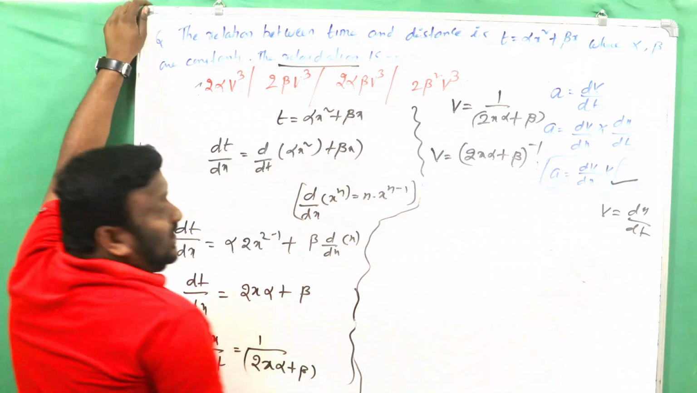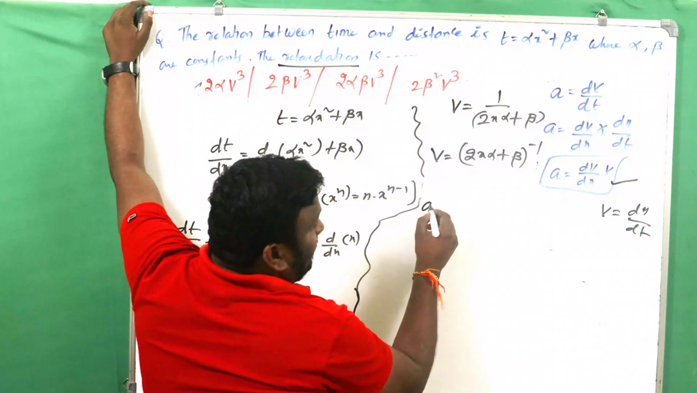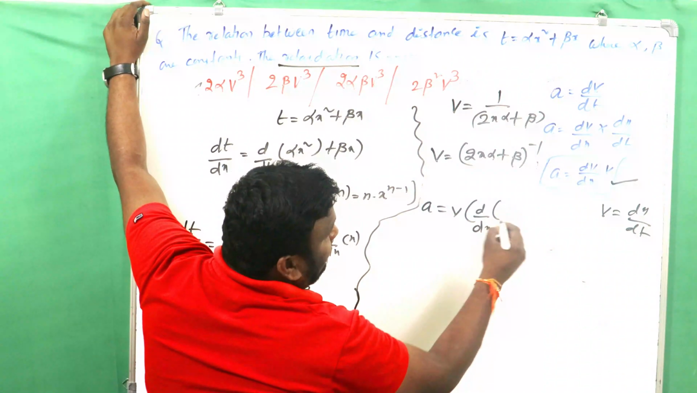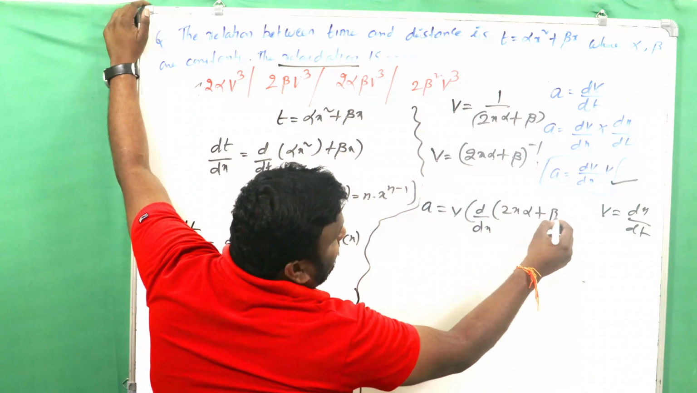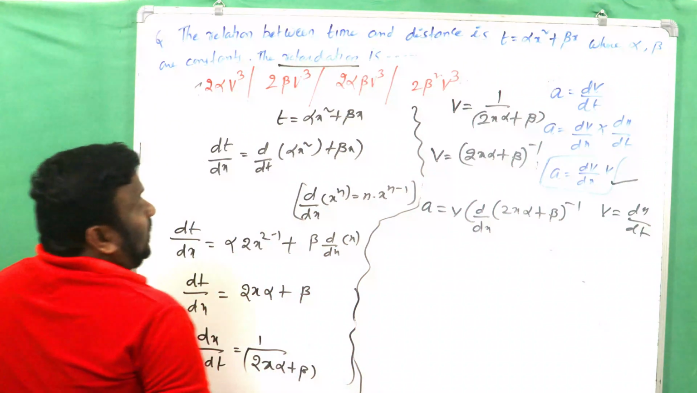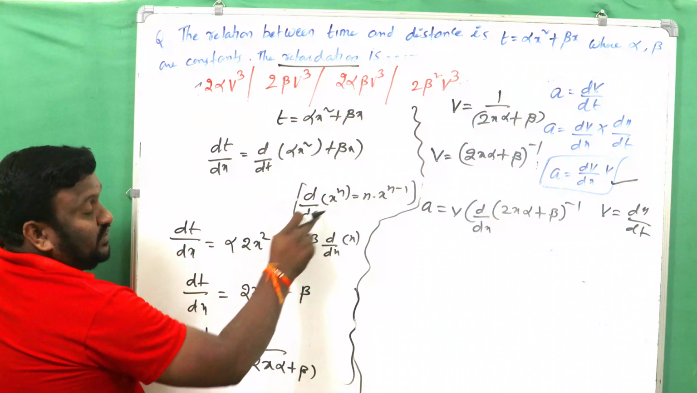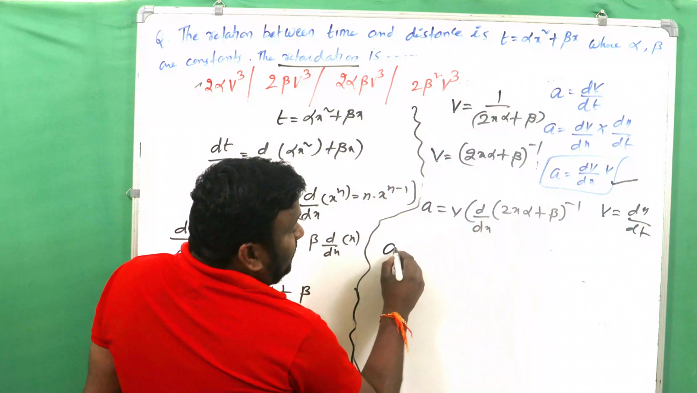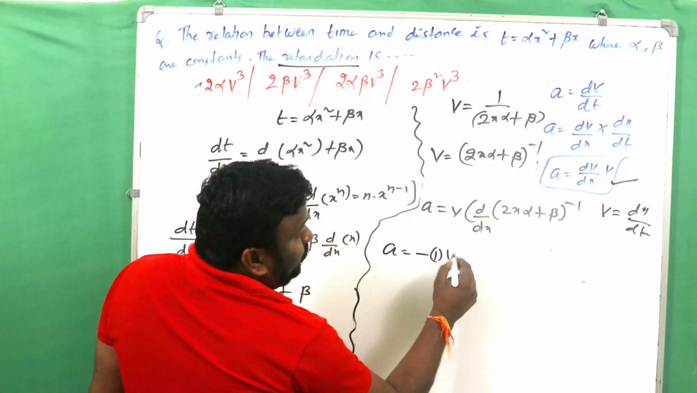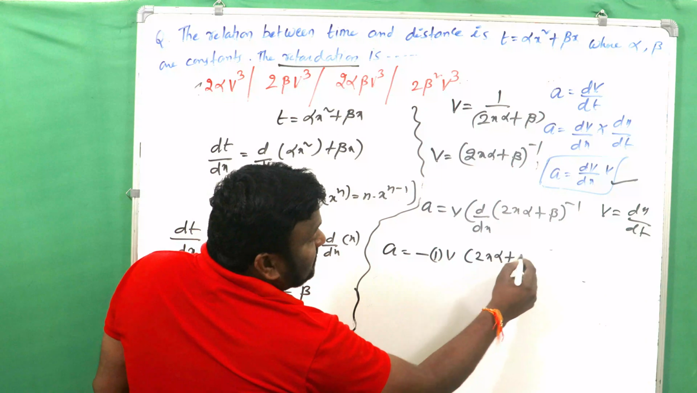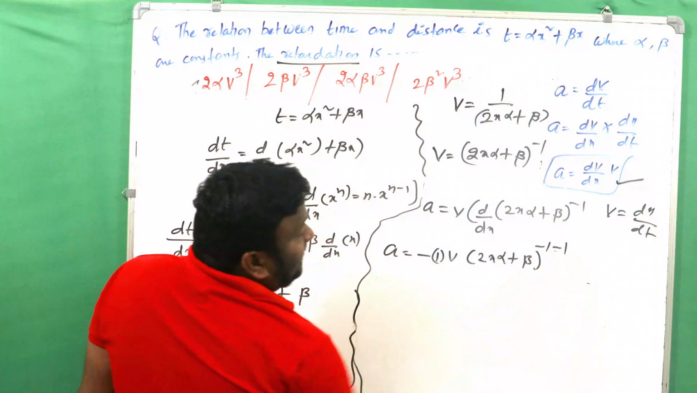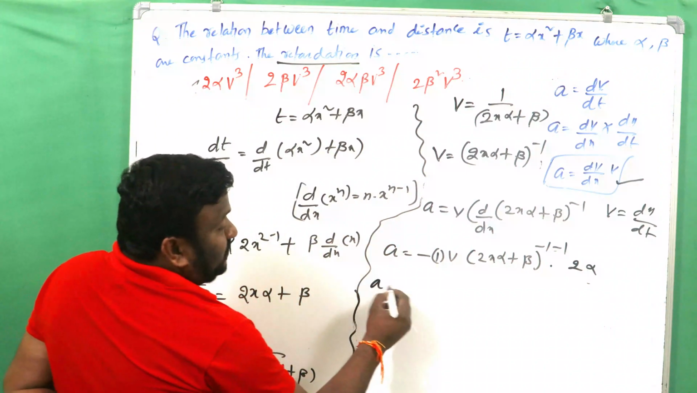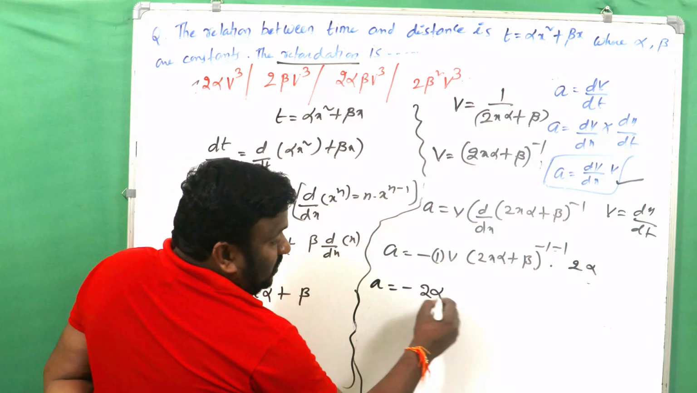a is equal to dv by dx of v. Then a is equal to v times d by dx of (2x alpha plus beta) whole to the power of minus 1. Obviously it is quite similar to d by dx of x to the power of n, that is n into x to the power of n minus 1. Here n value is minus 1. a is equal to minus 1 into v of (2x alpha plus beta) whole to the power of minus 1 minus 1. And for 2x alpha, we write 2 alpha. Therefore a is equal to minus 2 alpha v.